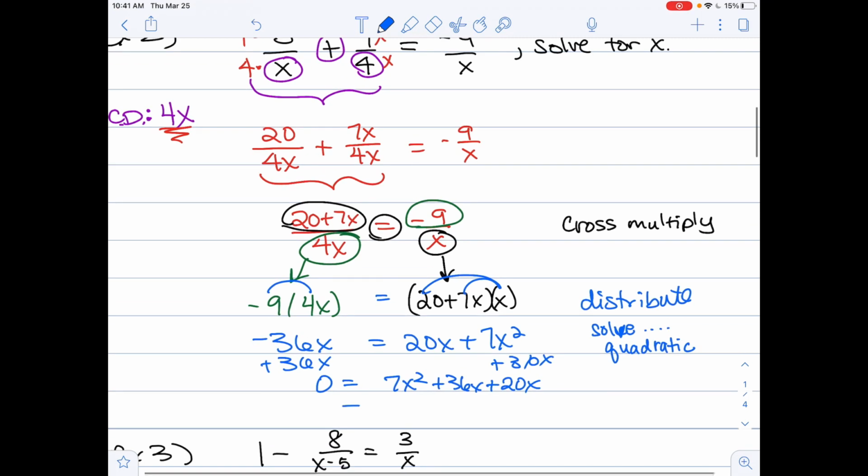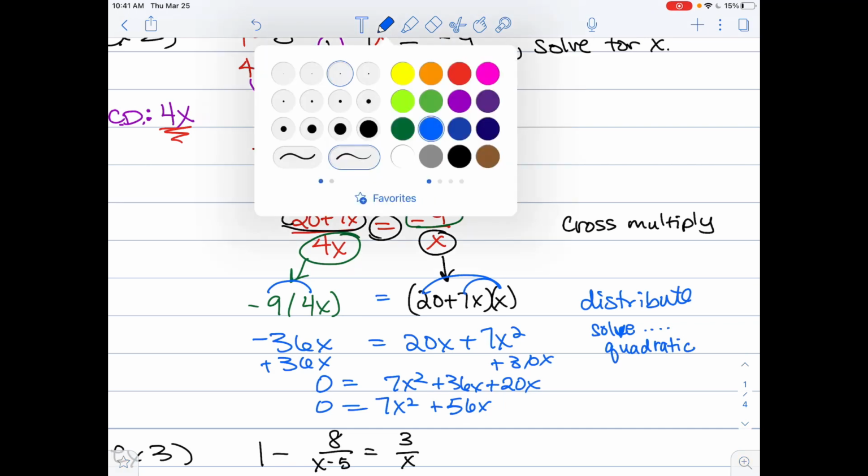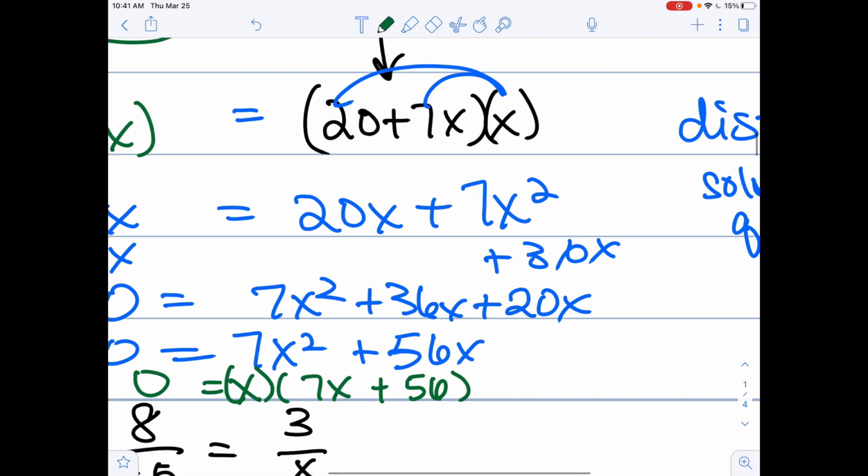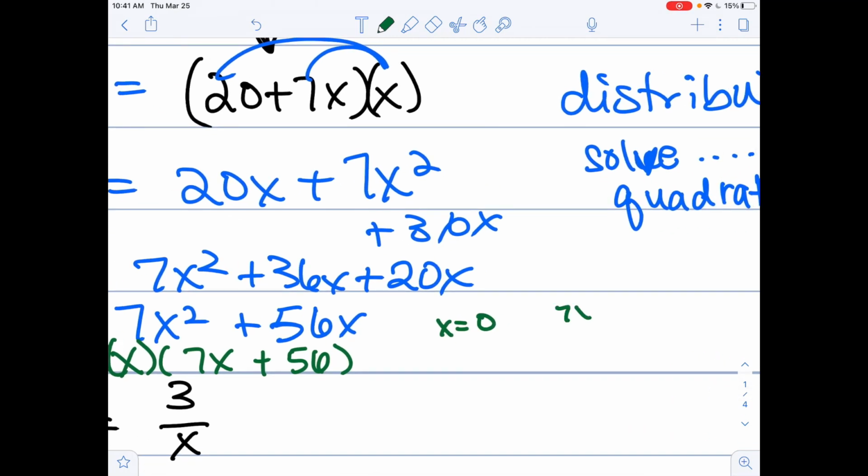Well, let's combine like terms. We get 7x squared plus 56x equals 0. We can factor this down and pull out an x. We end up with 7x plus 56 equals 0. Now remember, when I've got two factors times each other equal to 0, we set each factor equal to 0. So x can equal 0, and 7x plus 56 can also equal 0.